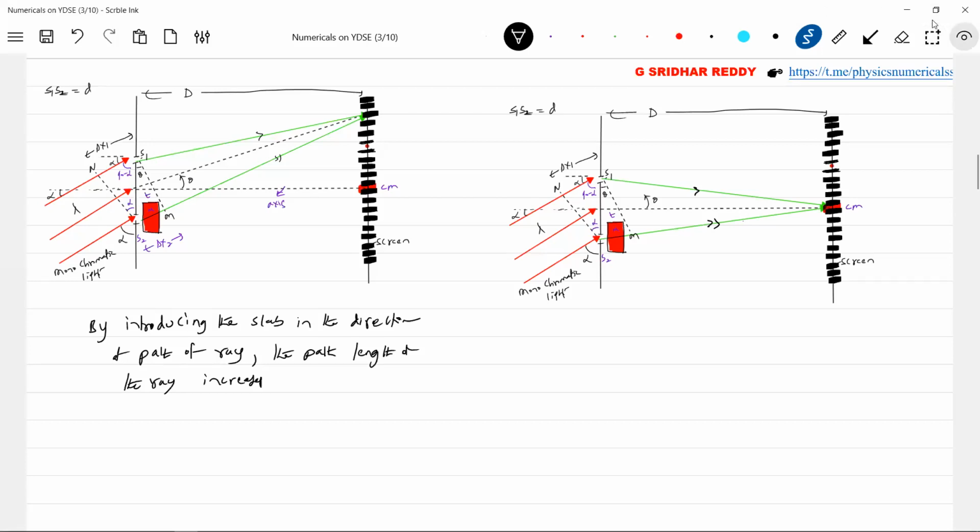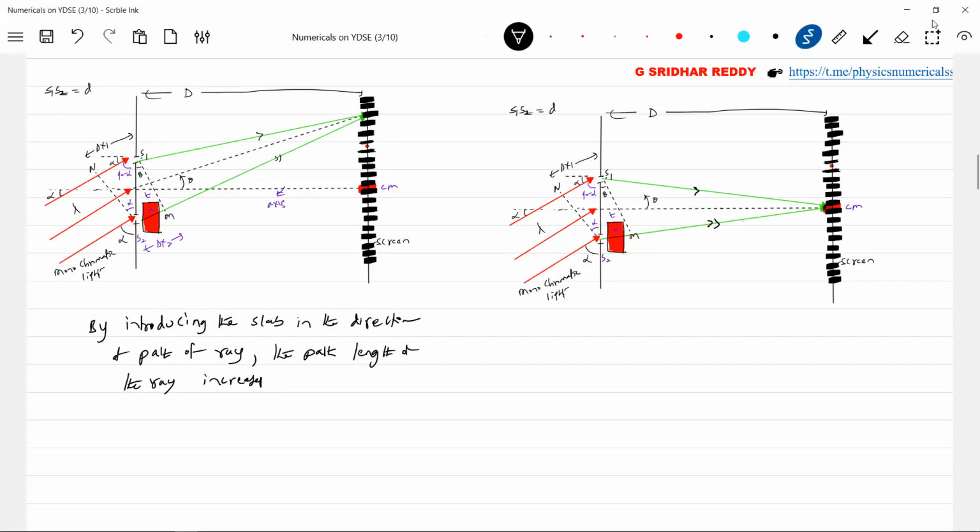Now whose path length should I increase? That of ray 2. Therefore, I'm bringing the slab here. I think we should focus more on this technical thinking, rather than just thinking that to push the pattern down I should put the slab at the lower slit, and to push the pattern up I should put the slab at the upper slit. Better to analyze here. The path length of ray 2 after the slit is what I should increase. So therefore, I'll put a slab here.